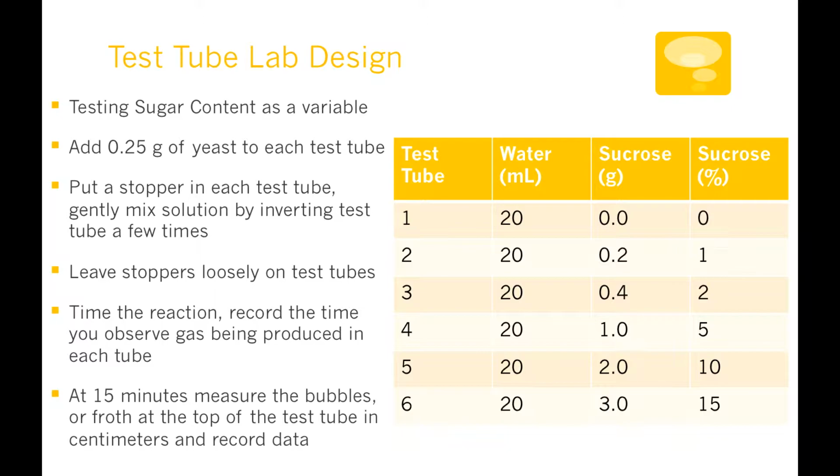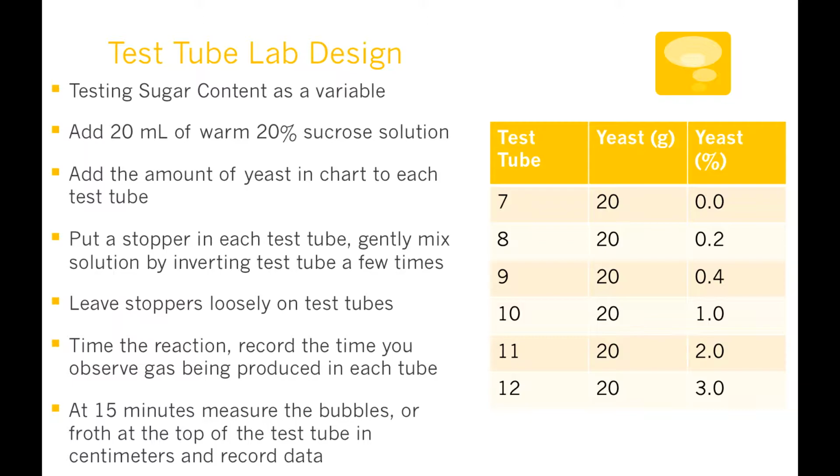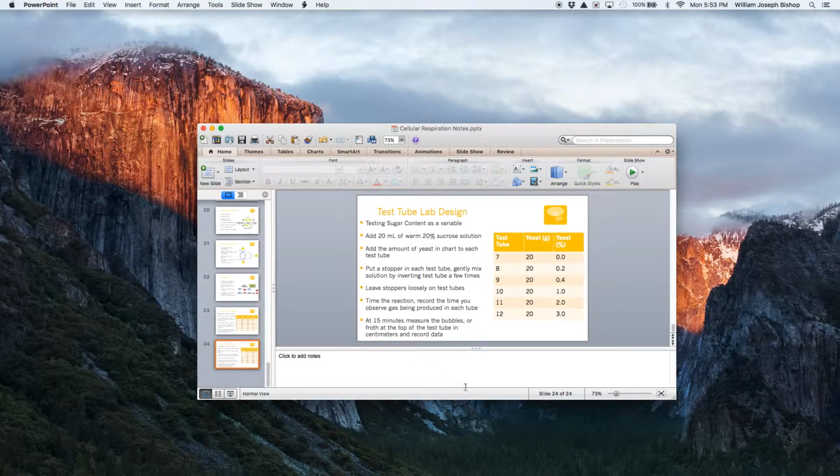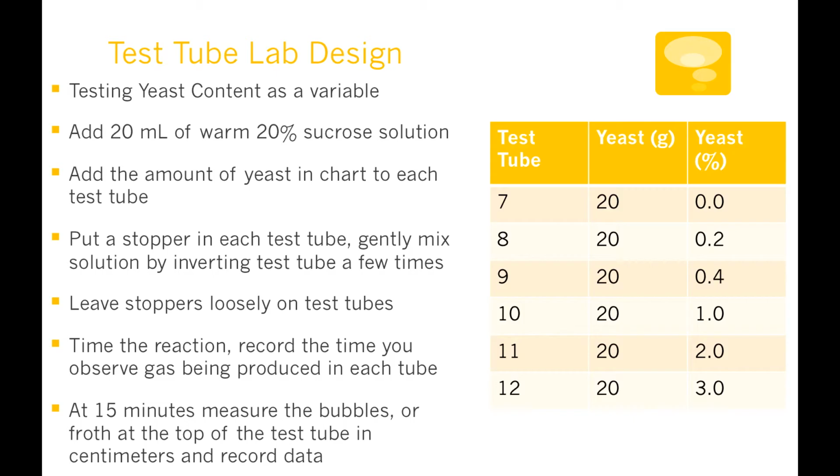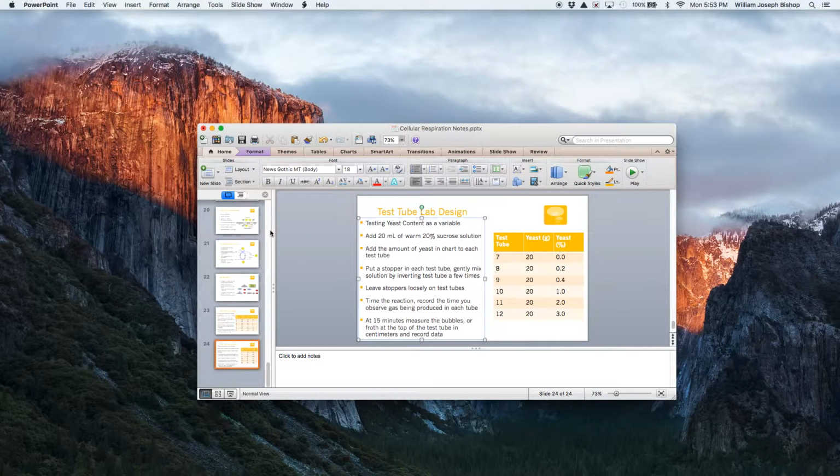data. Then, to test our second variable, and this should be, we'll correct this right now. So we're testing yeast content as a variable. We put 20 mLs of a 20% sucrose solution, warm sucrose solution, in each test tube. Then we're going to, we need to adjust that yeast value.